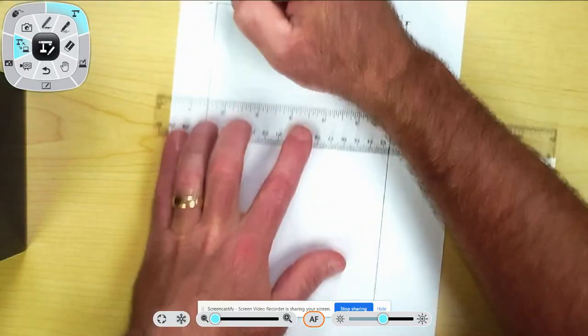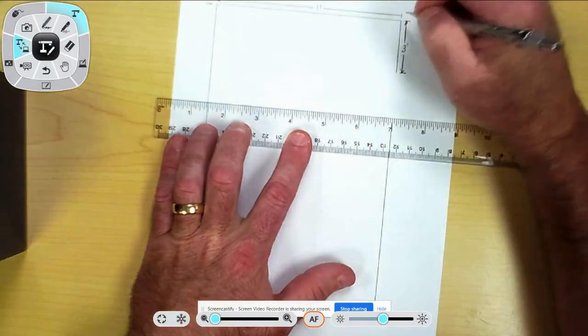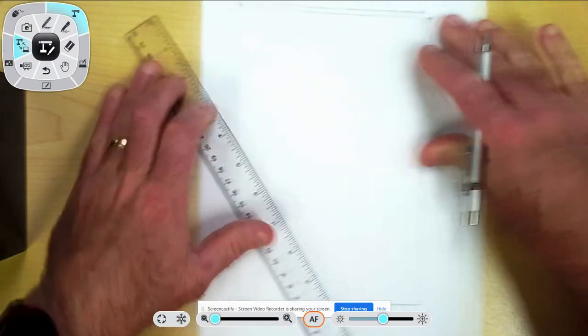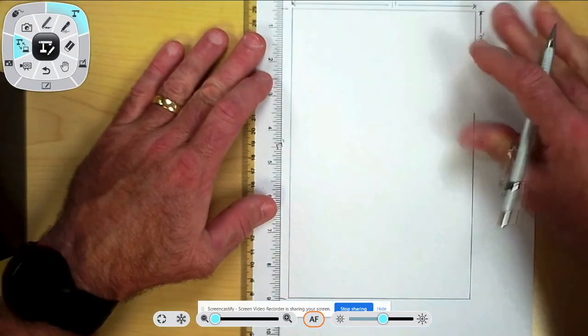Oops, got in the camera there, sorry. All right, and one more to do over here.